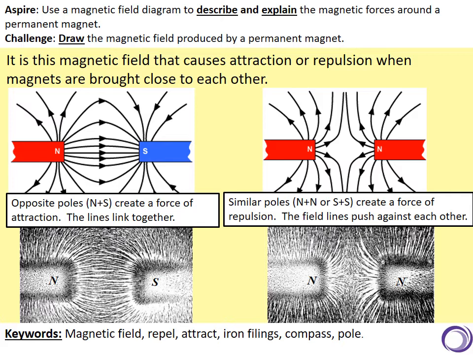If you had to do a diagram like the one on the left, all you've got to remember is that magnetic field lines go from north to south, so they'll go across from north to south. They're almost parallel in the middle, but they're spreading out as you get further away. If you just remember north to south, you'll be picking up marks in the exam.